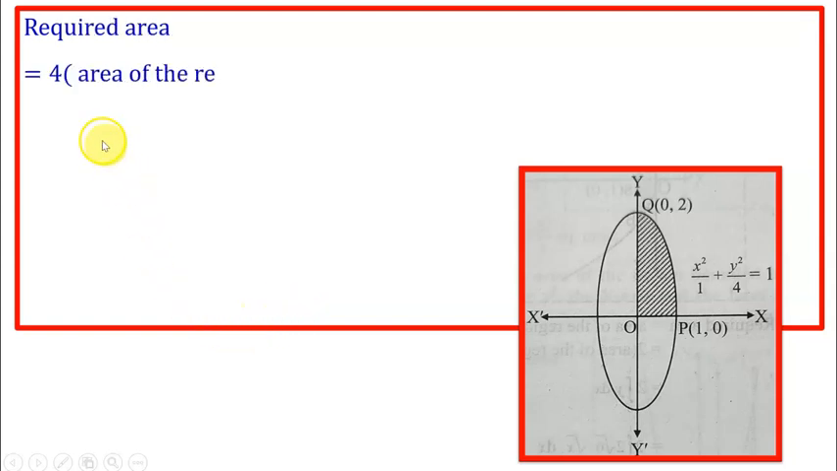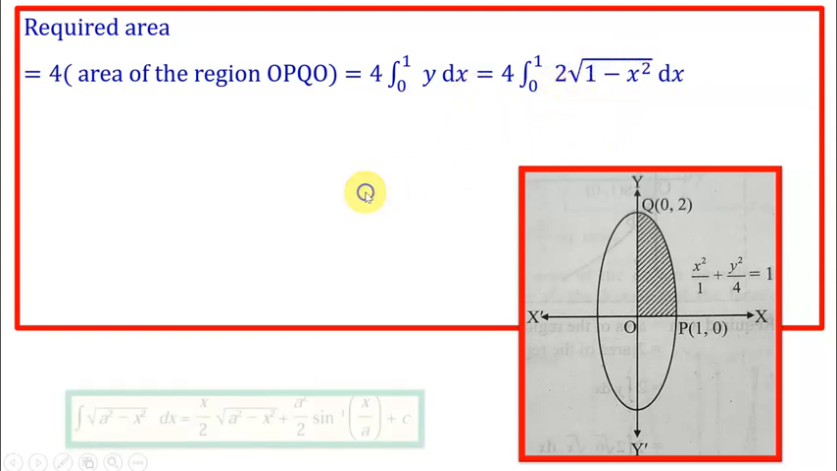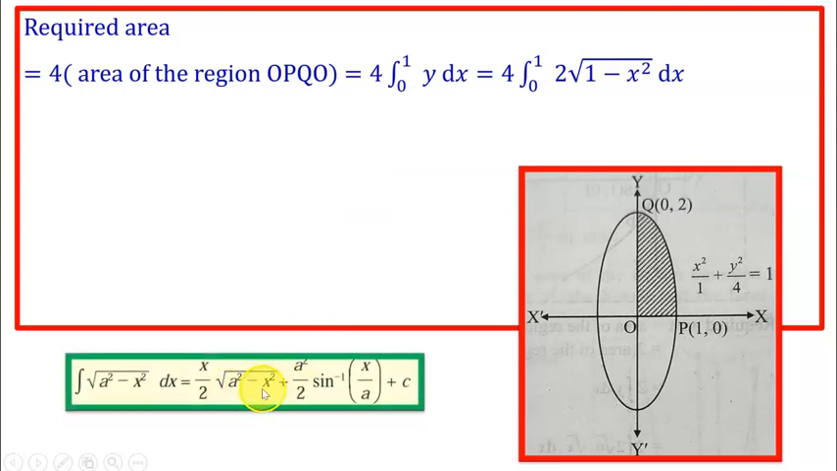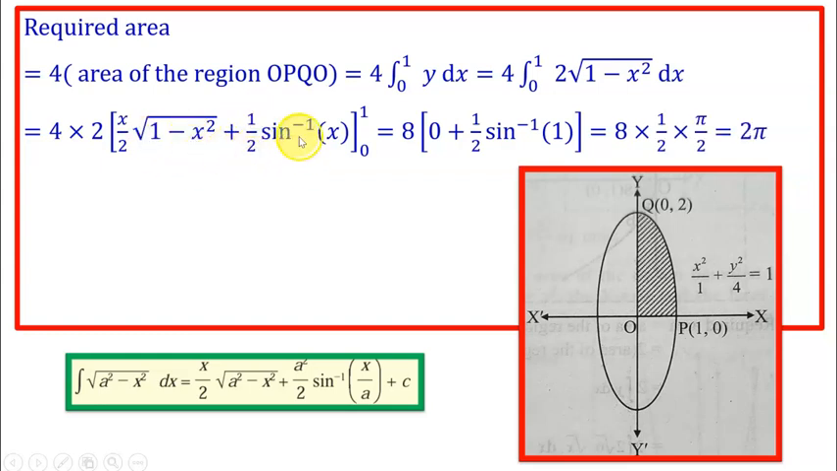Okay. Now the next part. Here the required area is equal to 4 into the area of the region OPQO. That is 4 times the integral, x varies from 0 to 1, of y dx. But what is y? y is equal to 2 root of 1 minus x square. Now again we will apply this formula. You will have 4 into 2 in bracket x upon 2 root of 1 minus x square plus 1 upon 2 sine inverse of x. Lower limit is 0, upper limit is 1.